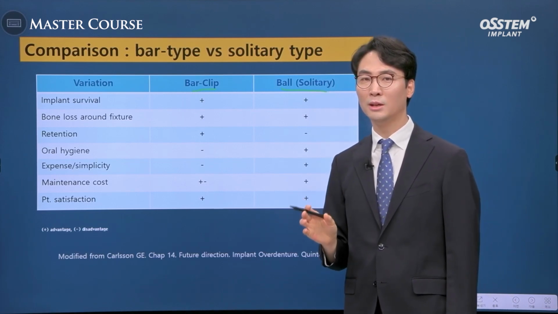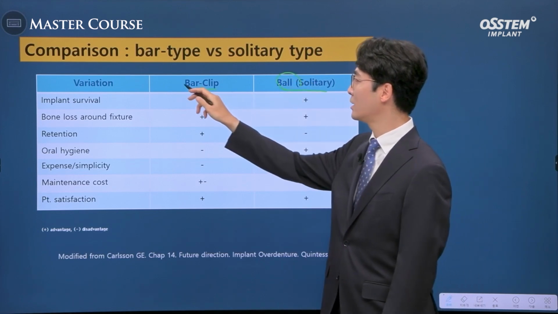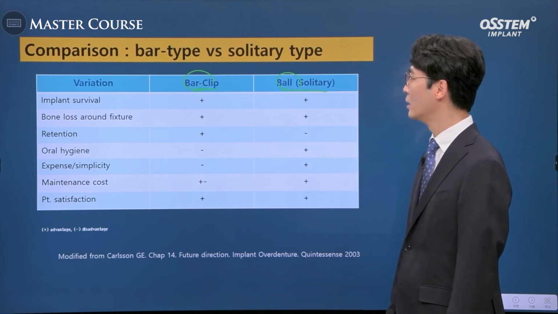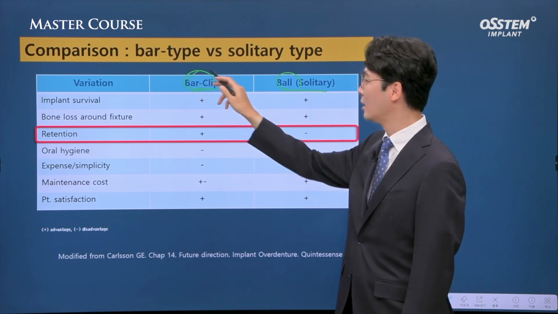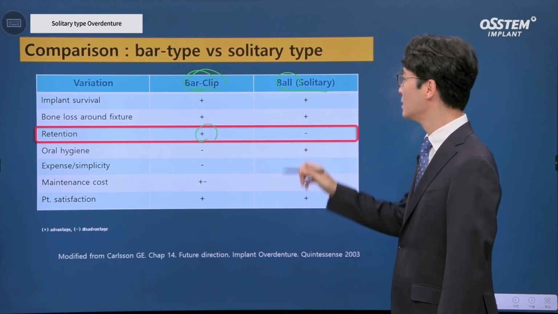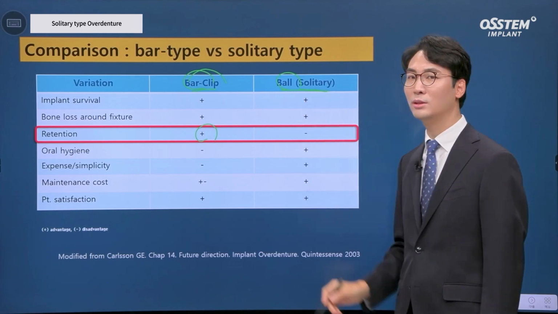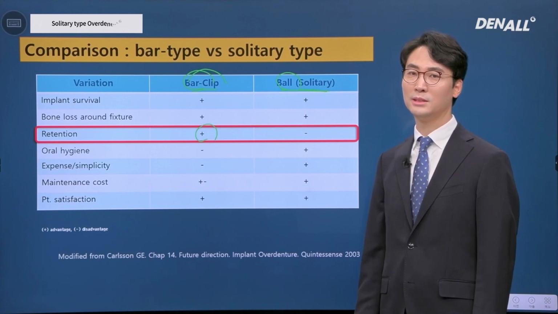If you look at the literature which compares ball attachment with bar type, bar type overdenture shows better retention. But if you think of these days, locator attachments are used more frequently compared with balls. So if you think about locator attachment, retention does not fall compared with bar type.